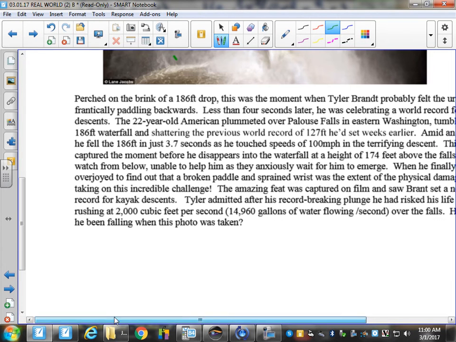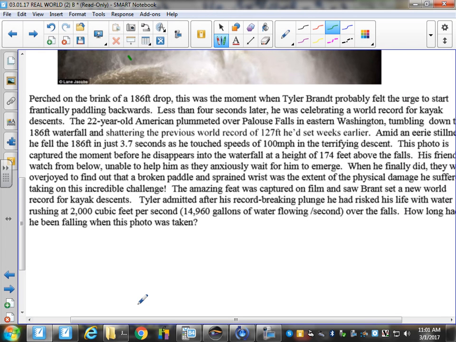I want you to think about, is this a falling objects problem or velocity? Right, he's falling out of, is he jumping with the canoe? Is he taking the canoe and jumping out? No, he's just dropping. We are on day 14, the real world question.